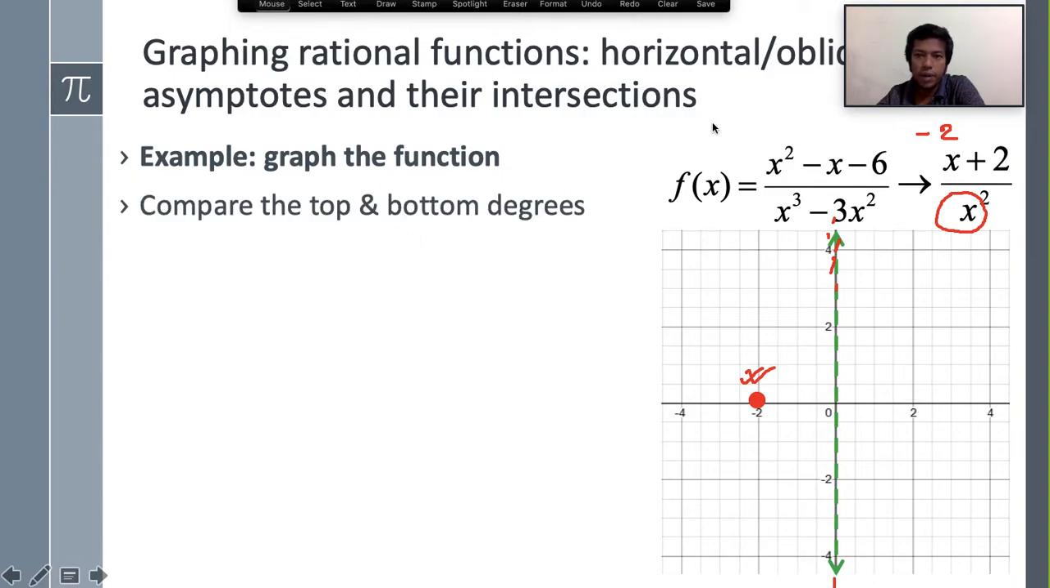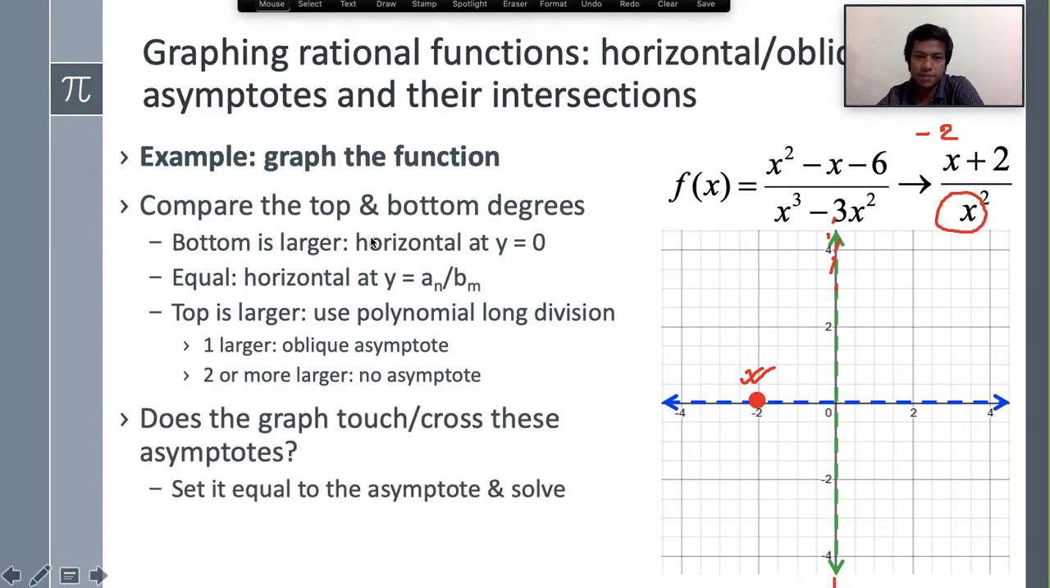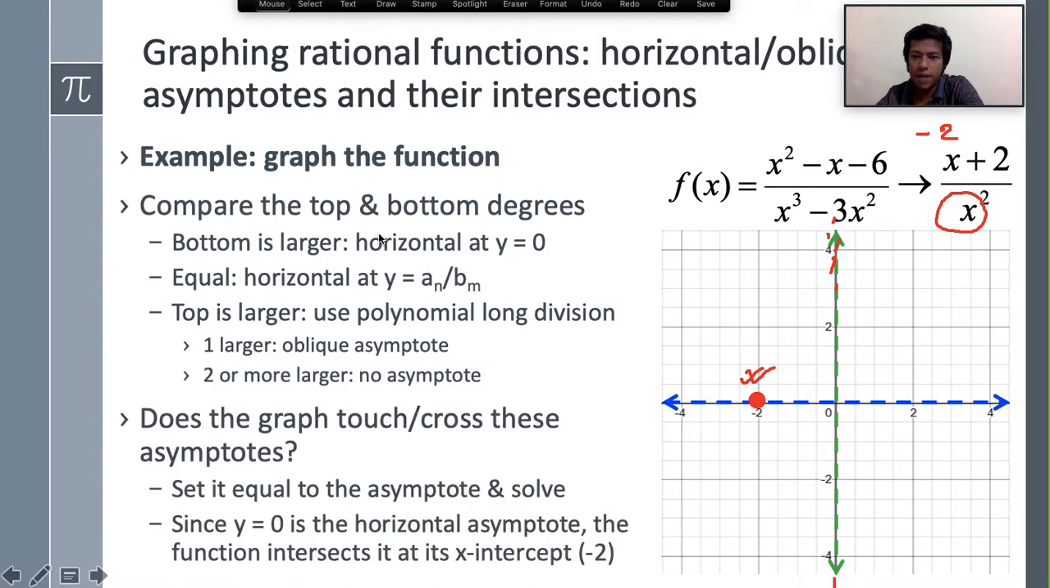Now compare the horizontal and oblique asymptote and their intersections. To do it, we compare the up and down, and we can do it easily. Here the downside has the higher power. That means y equals 0 will be the asymptote, because the power is more in the downside. Does the graph touch or cross?